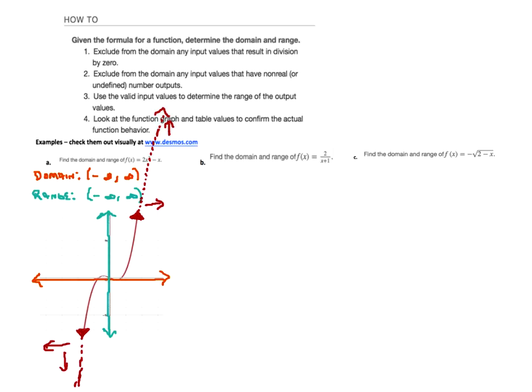Y'all good with that one? Green check or red X? Okay, green check from Kelsey. Green check from Cyprian. Awesome.